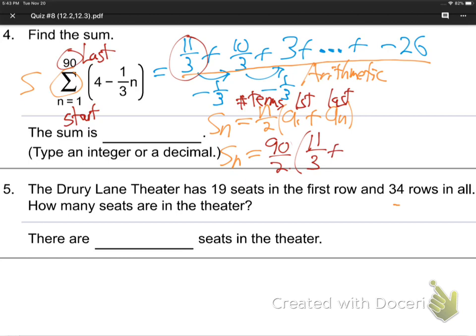Plus, what's the last term? Negative 26. So there we are. We need to figure that out now. A little messy, huh? So that's going to be S sub n.